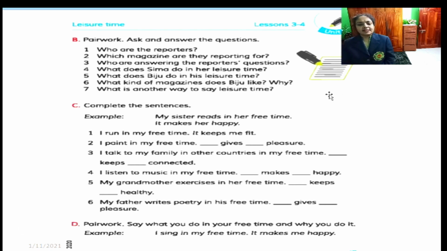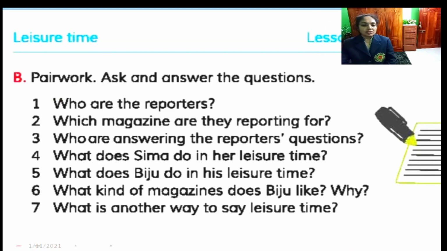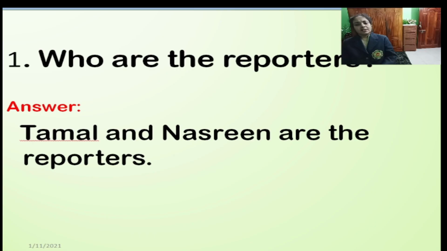Let us see what is here. We have got here lesson 3 and 4. In lesson 3, at first we have got some questions. From the seen passage, you need to answer some questions. And what are the questions? Here on the screen, you can easily see the questions. So let us move to the first question.